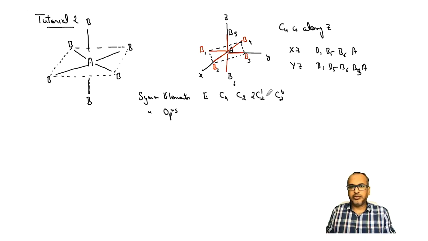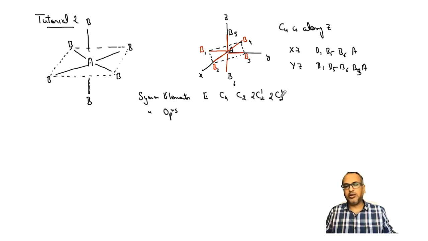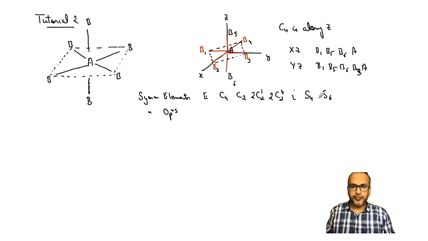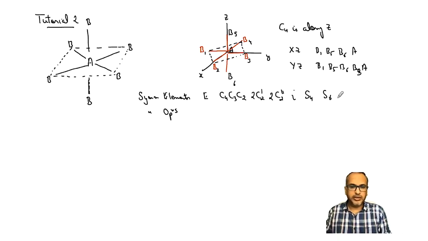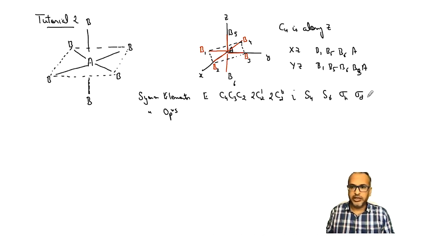Similarly, how many C2 double primes will there be? The C2 double primes bisect the XY axes, so there would be two C2 double primes, and there would be I. Then we will do this counting again. I'm just counting from the top. We'll have S4, then S6 will be there, and there will also be a C3. We will see where the C3 is and how many C3s there are. S6 is there, sigma h is there, and sigma d is there.